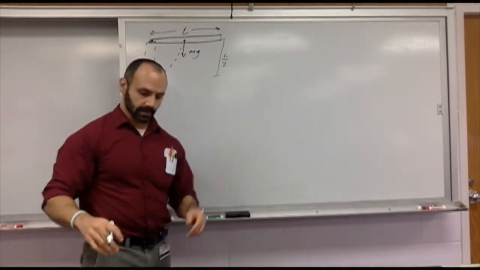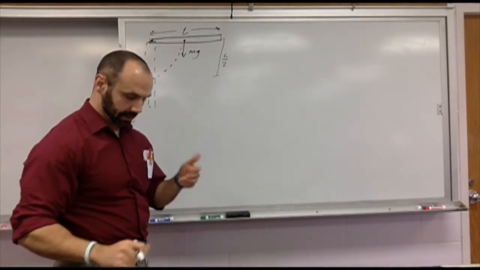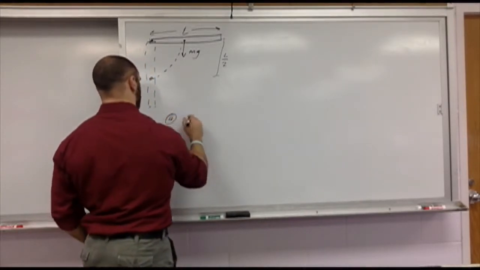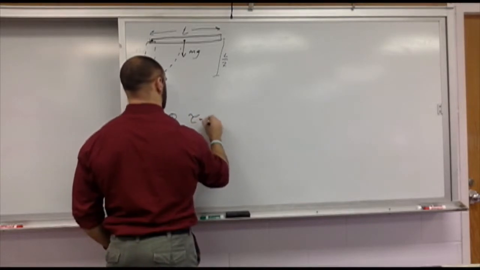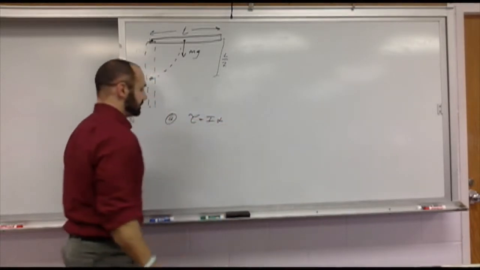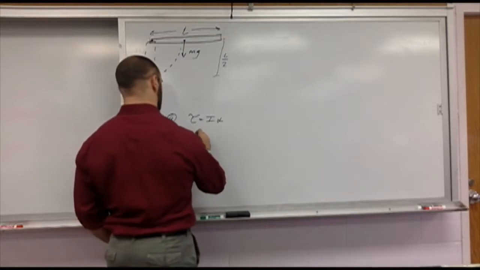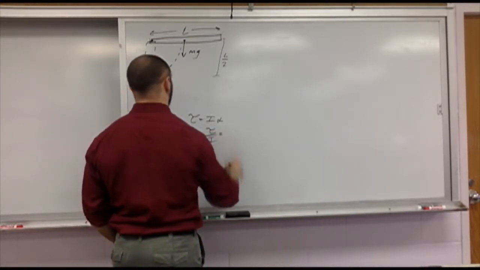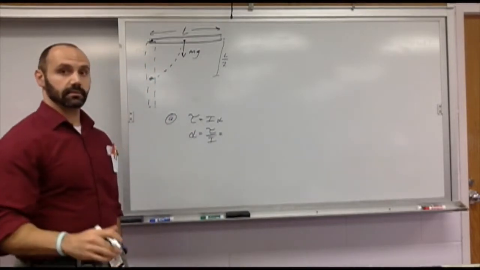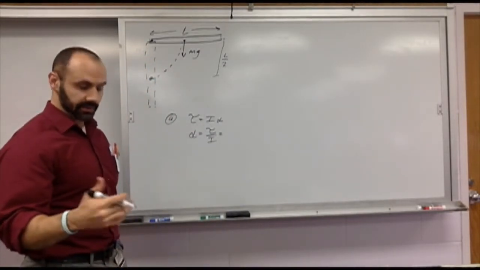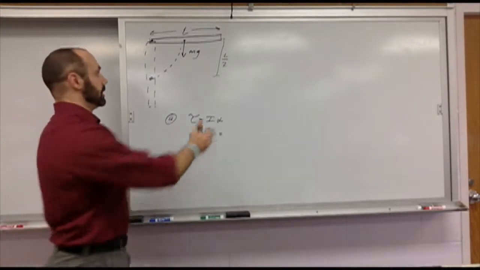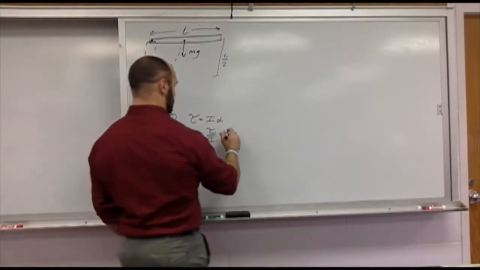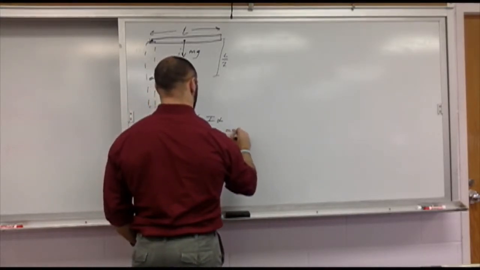So in this problem, we want to know what is the initial angular acceleration of the rod. And so again, for part A, we know that tau equals I alpha. And so alpha is tau over I. Tau is the torque, and the torque here is simply the pull of gravity on the center of mass of this rod. And so the force is mg, right?